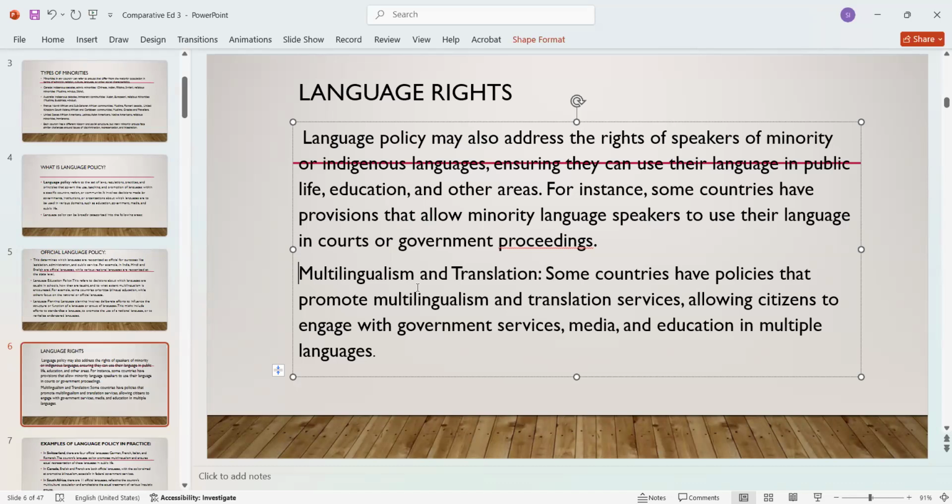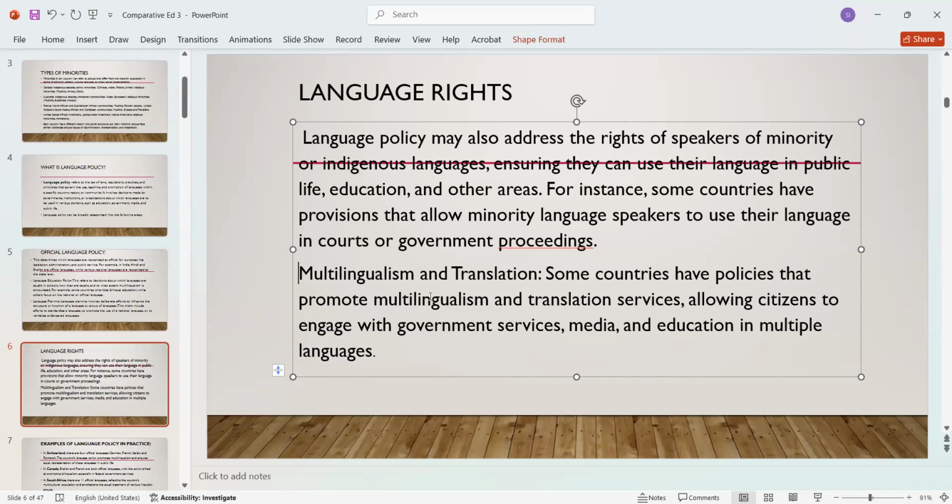So we have already experiences, and also in each and every country have problem because of these languages, because different languages, different ethnics. So multi-ethnic countries only having this type of problems. So multilingualism and translation, some countries have policies that promote multilingualism and translation services, allowing citizens to engage with government services, media, and education in multiple languages, right?